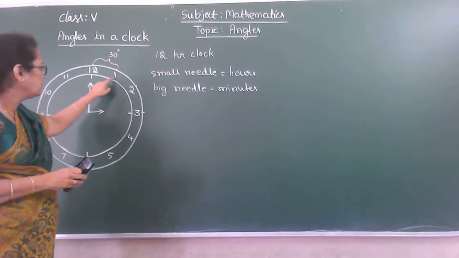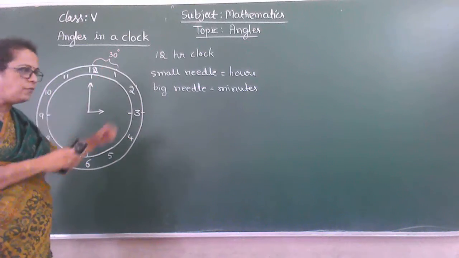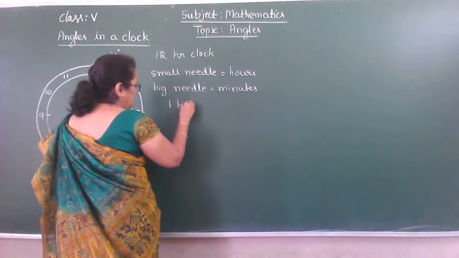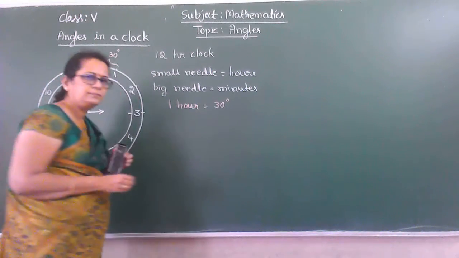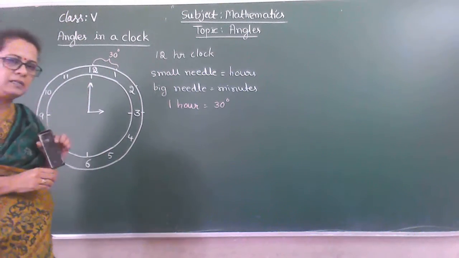One hour, how much angle do we take? 1 hour is equal to 30 degrees. 1 hour is 30 degrees.